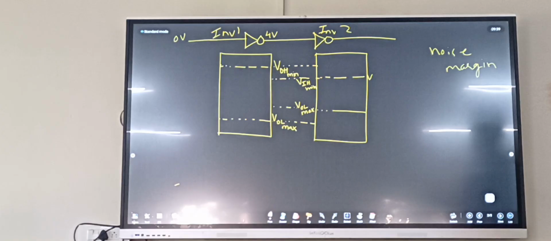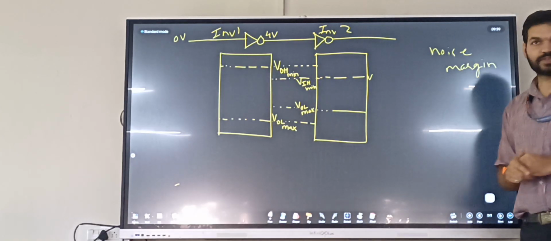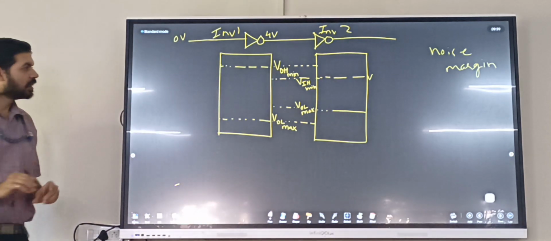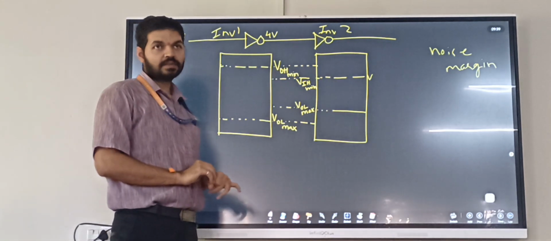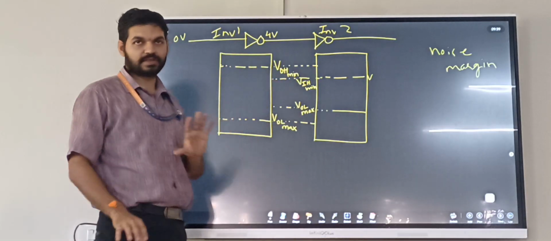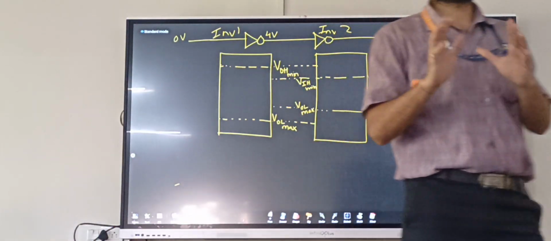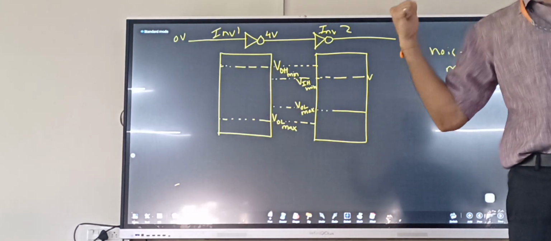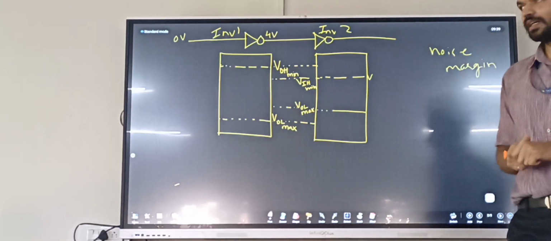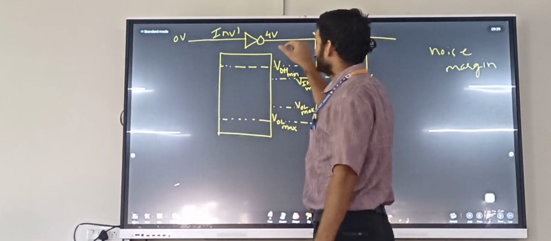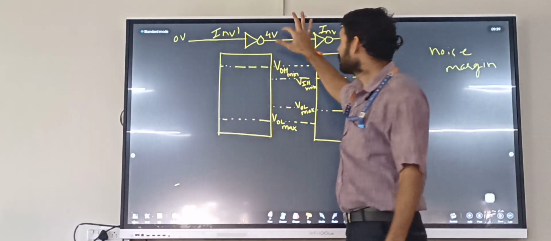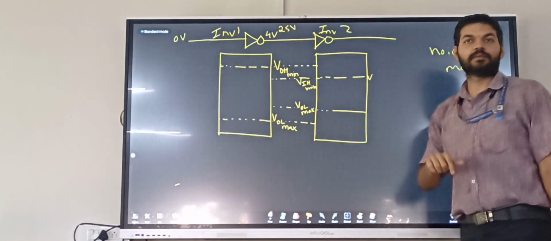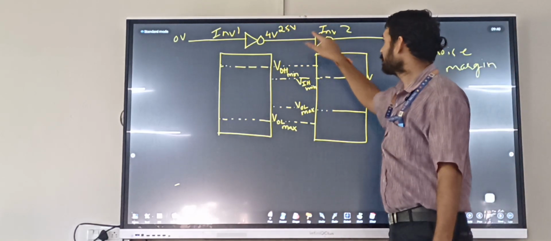Therefore, we have this concept of noise margin. Noise margin can be defined as the immunity of the circuit to noise. How good is the immunity of the circuit towards noise? Due to some fault or noise, if the first inverter gives 2.5 volts, it will be a problem for the second inverter.